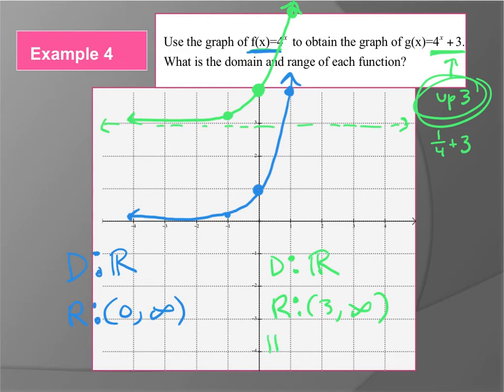So our horizontal asymptote for our g of x function, the green one, is what? Y equals 3. And our horizontal asymptote for the blue one is y equals 0. Any questions here?